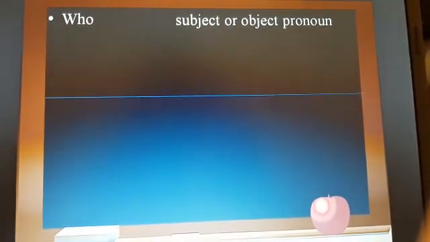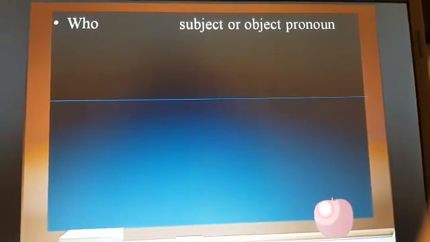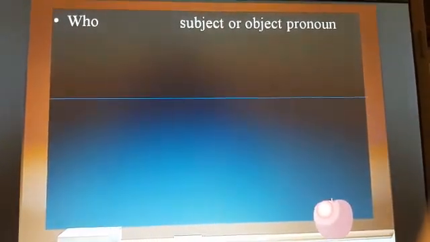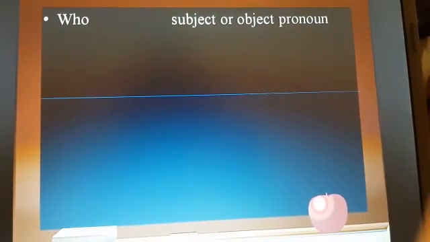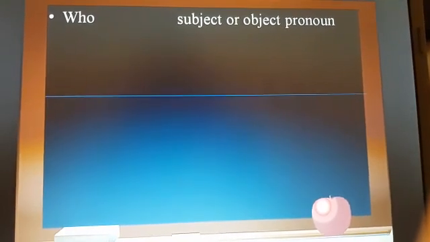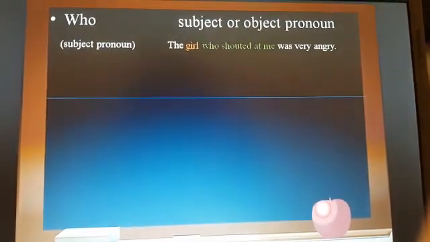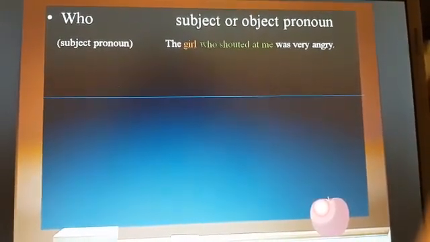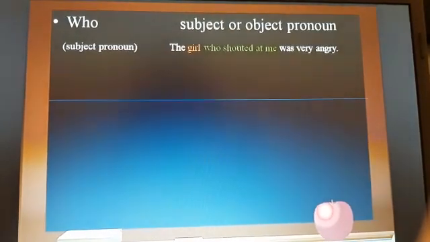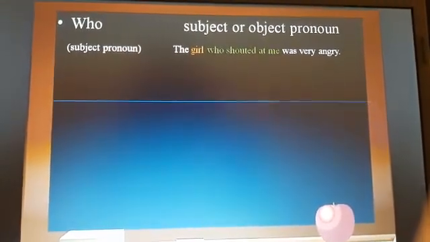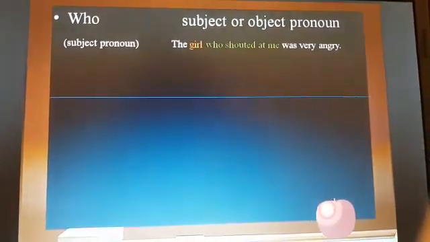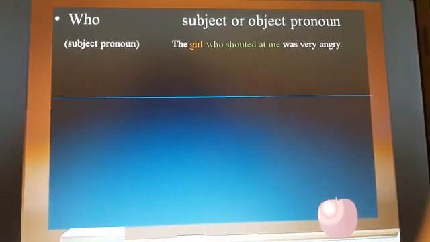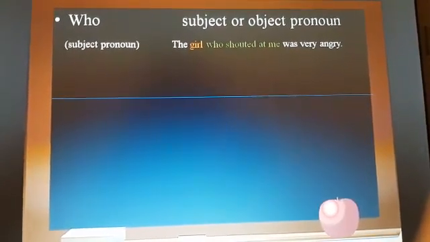As we said, we use relative pronouns in the defining relative clauses, but the relative pronouns can be used as the subject or an object pronoun. For example, who used as a subject pronoun? The girl who shouted at me was very angry. Who shouted at me is the defining relative clause. Who is the subject pronoun and represents the girl. So in this case it is the subject. The girl shouted at me.